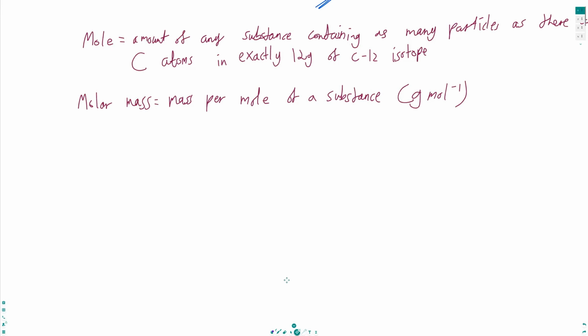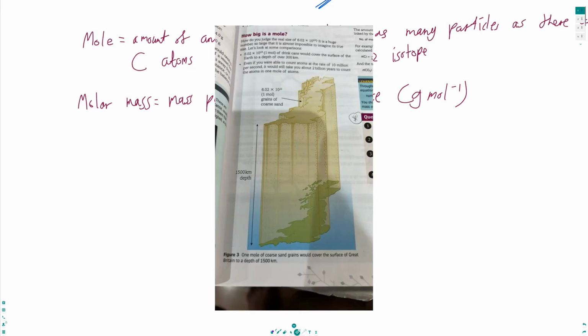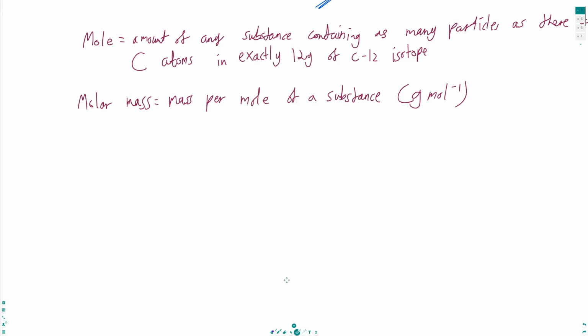Also, they gave a really good picture in the textbook. I'll splash it up on the screen now. If atoms were the size of grains of coarse sand, 1 mole of coarse sand grains would cover the entire surface of Great Britain to a depth of around 1500 kilometers, which is impressive.